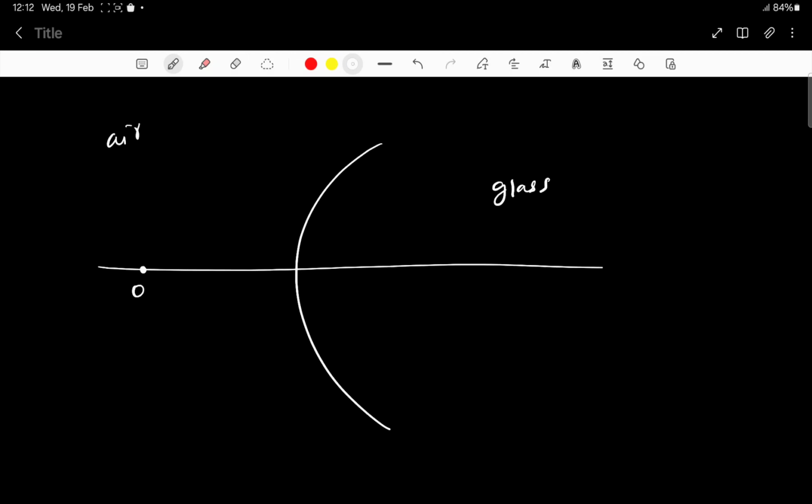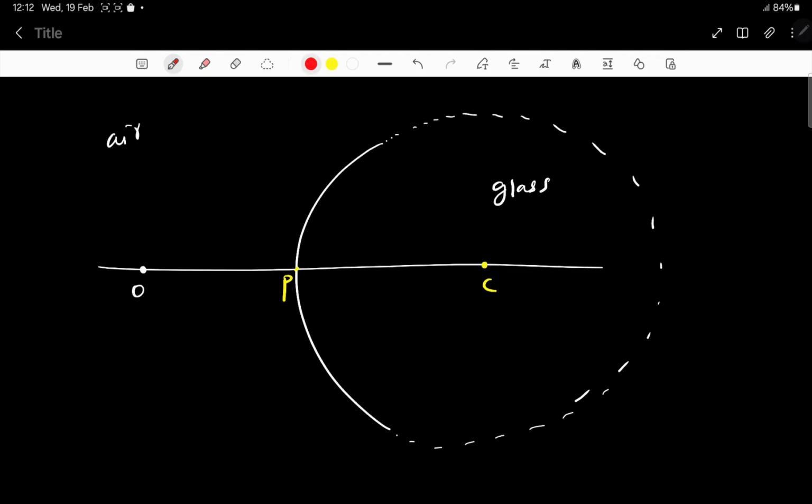How can we get that? Let's say this glass surface has some radius of curvature. If I imaginarily extend it, I can construct a sphere. Any sphere will have some center. It's the center of curvature, and it has a radius of curvature. We know all these things.